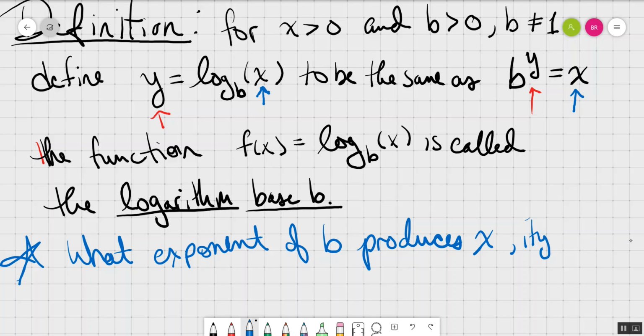Hold on. Come on, eraser. I hope I remember to erase this part.